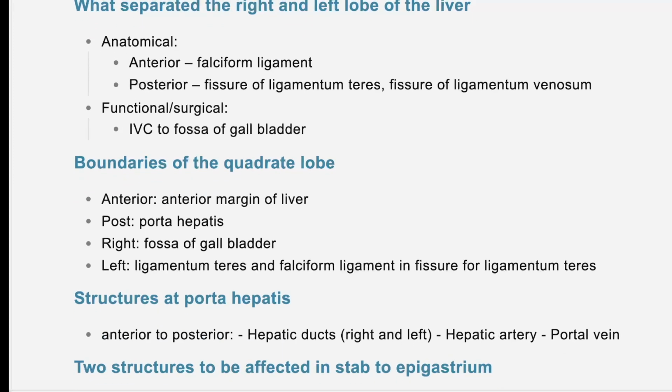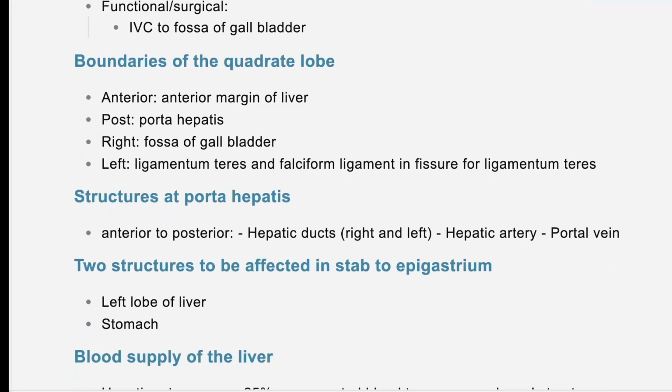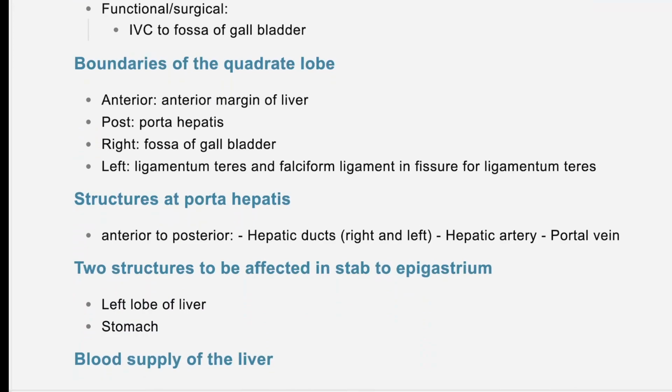Two structures to be affected in a stab to the epigastric region would be the stomach and also the left lobe of the liver. Blood supply of the liver, 75% of the liver will receive its blood supply from the portal vein, which is partially oxygenated blood. The oxygenated blood will come primarily from the hepatic artery, which is a branch from the celiac trunk, of course. The venous drainage will go through the inferior vena cava, and all the lobes will drain into the inferior vena cava by coming together, except for the caudate lobe, which drains directly into the inferior vena cava.